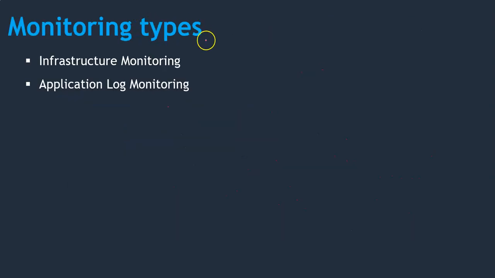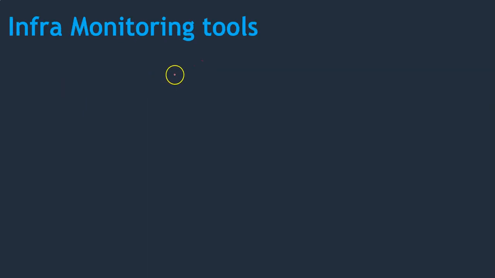Now let's understand the monitoring types. There are two types of monitoring you need to observe as a DevOps engineer. That is infrastructure monitoring. Another one is log monitoring. Apart from this, there is performance monitoring, network monitoring, and a few other things which we may not need to concentrate on. First, let's understand what tools are available to monitor infrastructure.